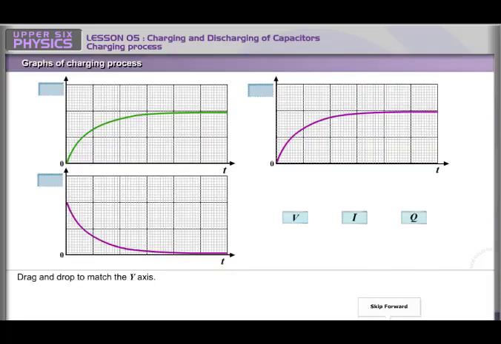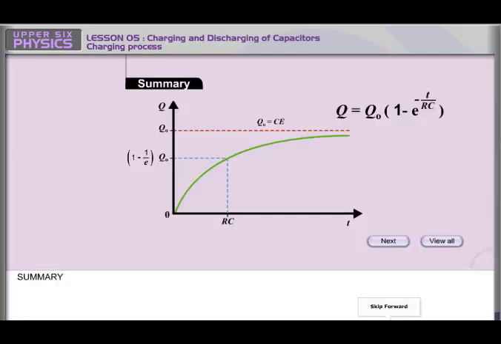Drag and drop to match the y-axis. Summary.